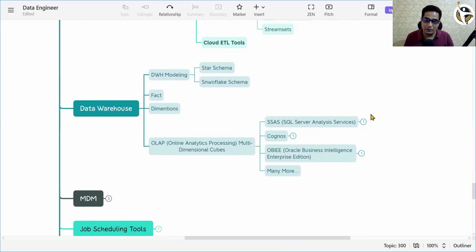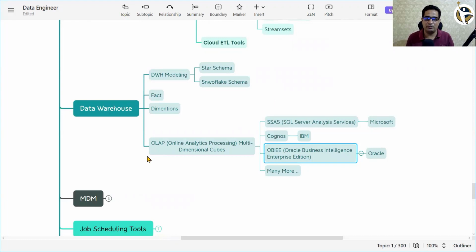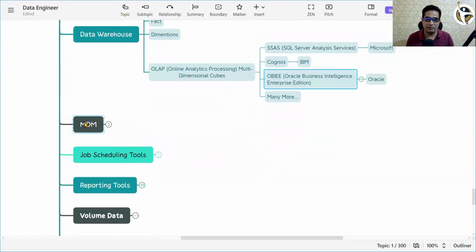In the Microsoft world, we have a very popular tool, that is SSAS, SQL Server Analysis Services. But in case of IBM, similar kinds of activities you can perform using Cognos. OBIEE is a tool which is very popular in the Oracle space. Again, I have given the most common and popular tools here, but there are many more tools being used for OLAP kind of activity.